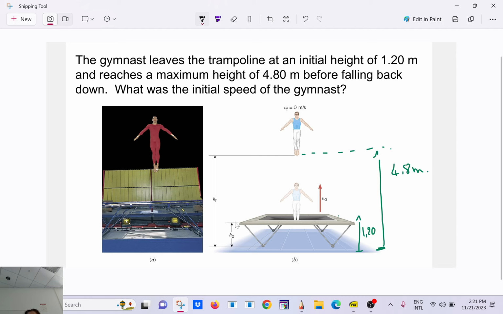So if you take it here, then you will have to use the 4.8 and 1.2. I'm going to simplify my work. I'm going to decide that potential energy equals zero here. Okay? Do you agree? So in that case, the height here will be 4.8 minus 1.2. That will be the displacement, if you want. So that's going to be 3.6. Is that 3.6? Right?